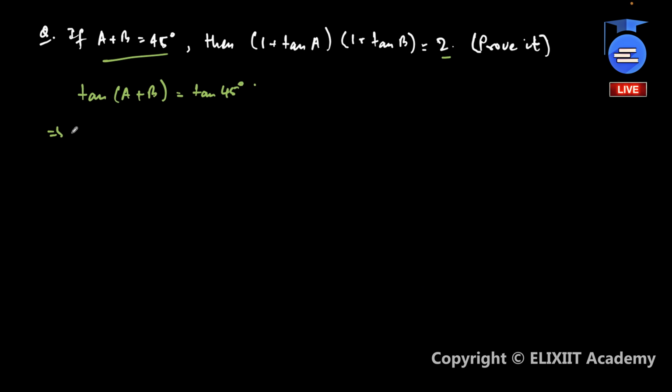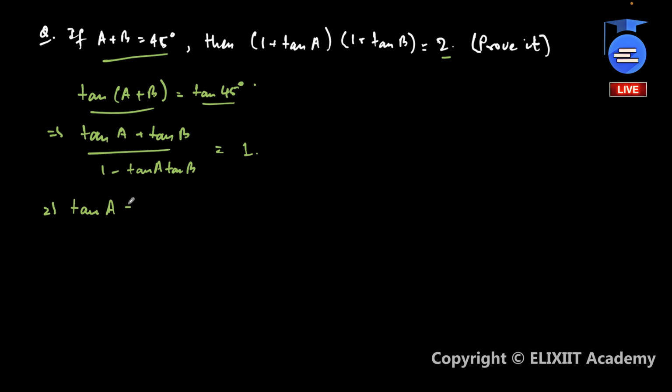Next, what will I do? I will simply break this using the formula of tan A plus B. So here we have tan A plus tan B upon 1 minus tan A tan B. On the right hand side we have tan 45, which is 1. Now simply cross multiply, that's all. So we have tan A plus tan B equals 1 minus tan A into tan B.